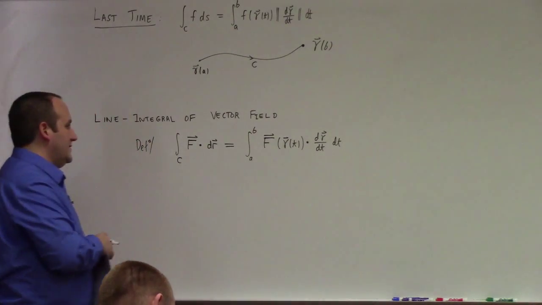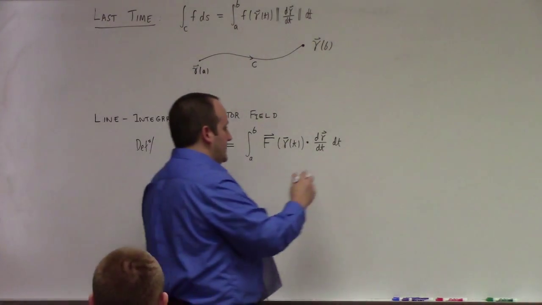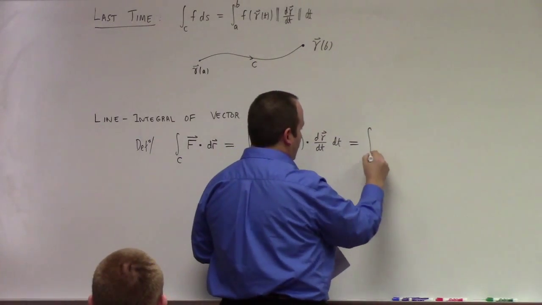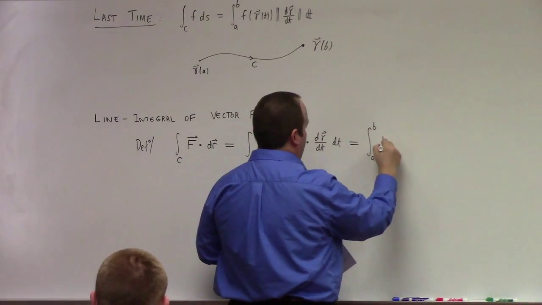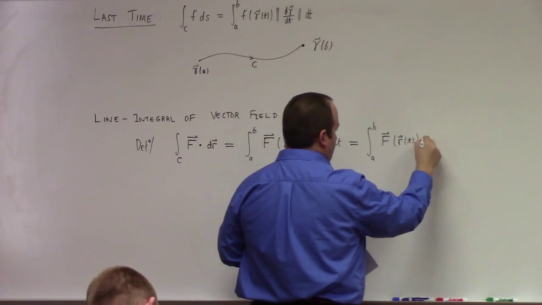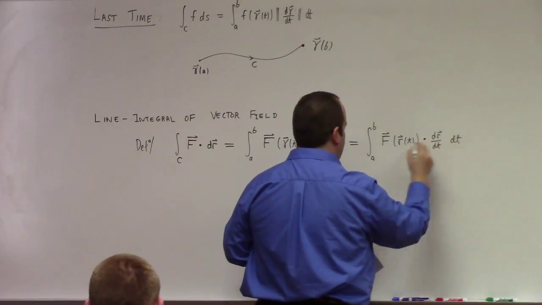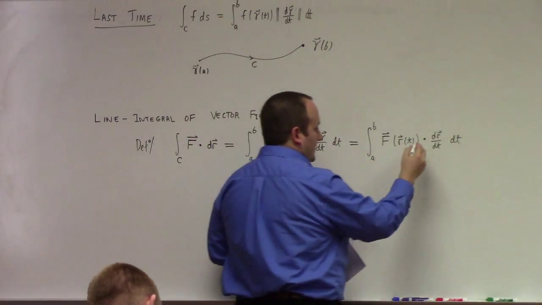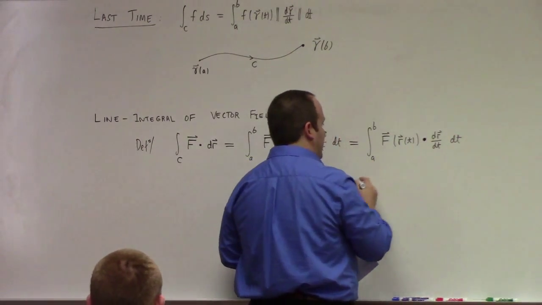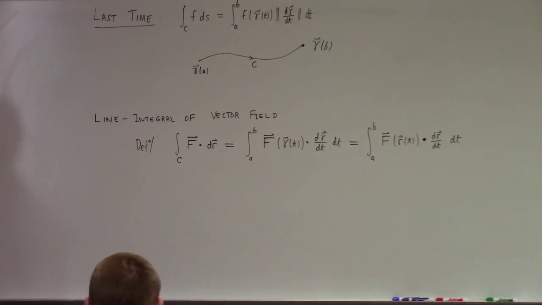Now, admittedly, I'd rather express this setting gamma equal to r. This looks like the following: the integral from a to b of F of r of t dotted with dr dt. And somehow this seems like a better notation in this context, especially because it looks kind of like the definition is just dividing and multiplying by dt, which isn't far from the truth.